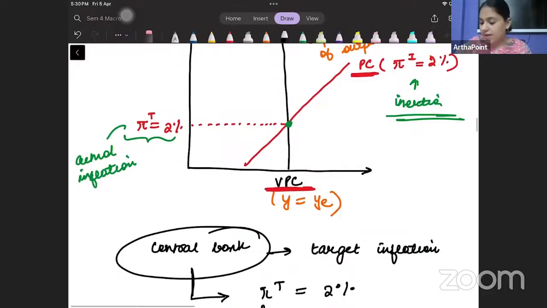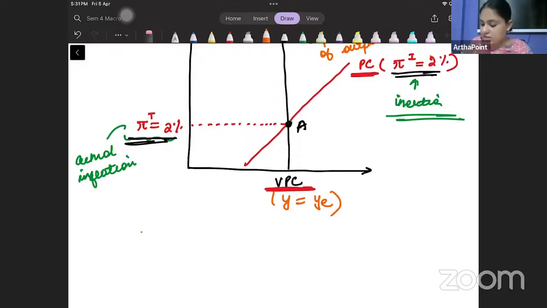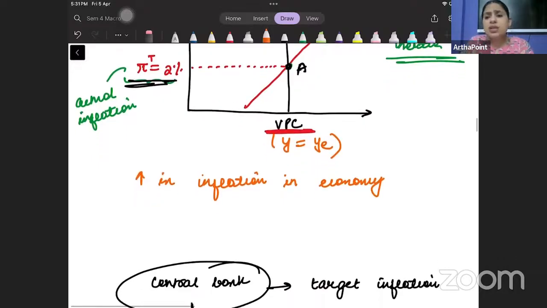So currently I am at y equal to ye. मेरी economy point A पे है, where y is equal to ye, and my inertia inflation and actual inflation are equal to each other, right? Now, beta, suppose due to some reason, हम उस reason की बाद में बात करेंगे, but say due to some reason there is an increase in inflation in the economy, and let's say you reach some other point in the economy, say point B.